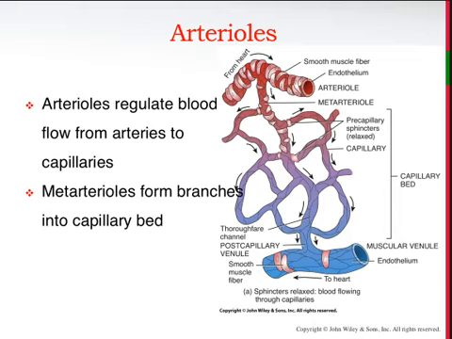Vasomotion, another vocab word for you. Vasomotion is this intermittent contraction and relaxation of the sphincters, and what's going to happen is we're going to allow capillary bed filling. And that's going to happen about 5 to 10 times per minute.